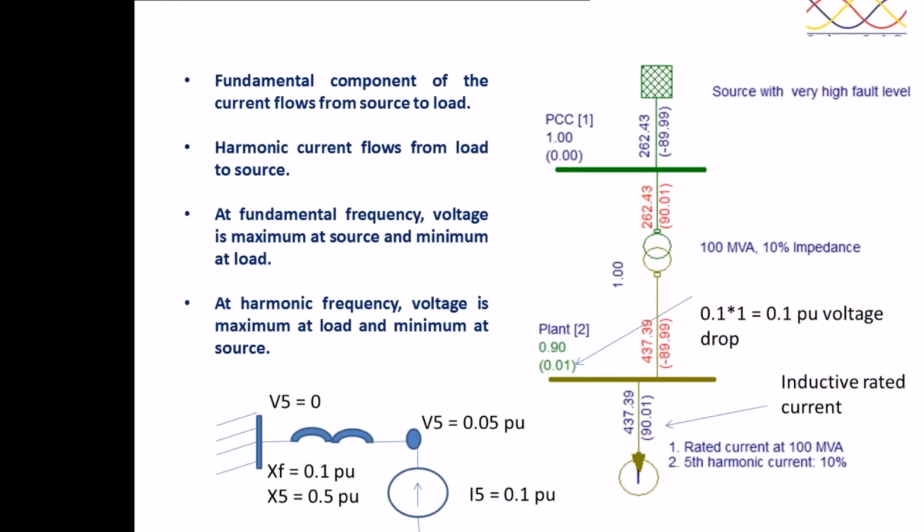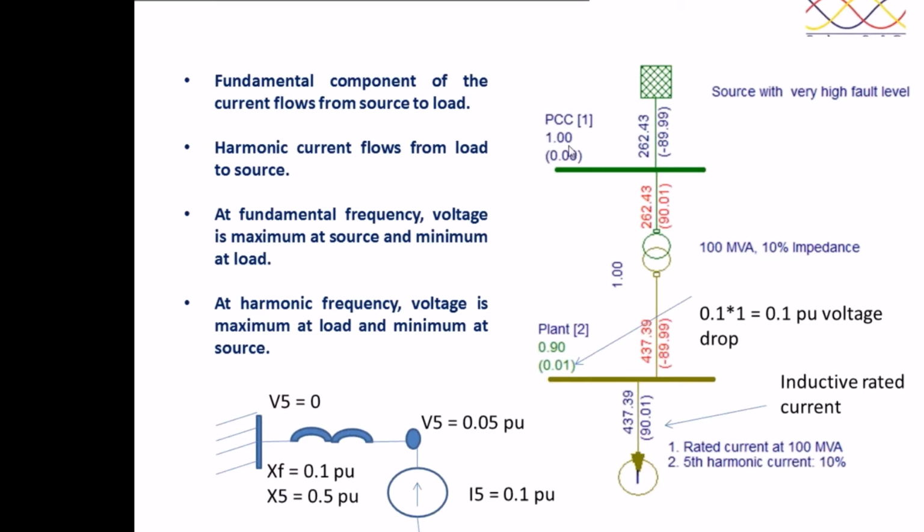First and foremost thing is, the fundamental component of the current flows from the source to the load. This is what we need to understand. The fundamental component of the current flows from the source to the load, while the harmonic current flows from the load to the source. Assume that there is a load here with a rated current at 100 MVA base, 437 ampere, and assume that this is the inductive current being drawn by the load.